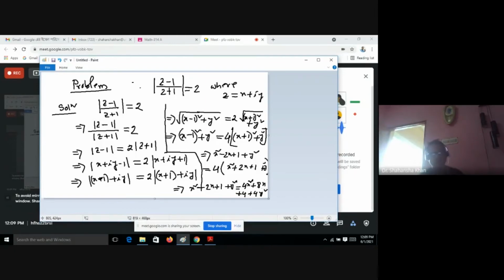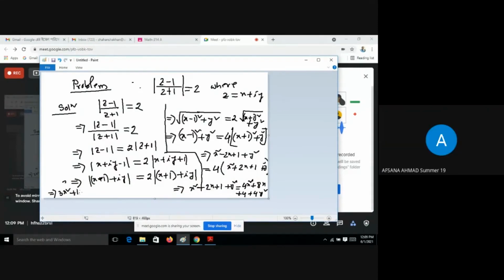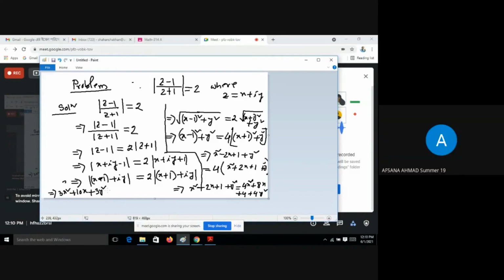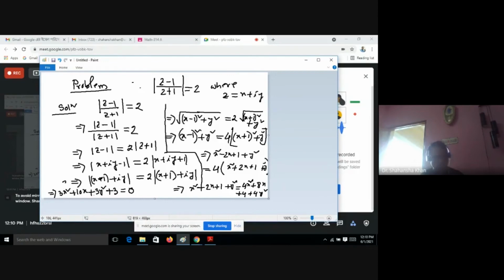And you can change sides. If we change sides, what is the value? That means 3x square plus 10x plus 3y square plus 3 equals 0. Am I right? Sir, what is the equation of this? What is the name of the equation? Sir, circle. It is the equation of a circle.